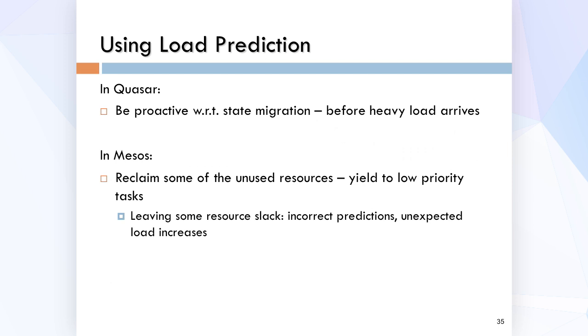So in the system that I'm describing here, we're using load prediction to be proactive about state migration. So start migrating state before the arrival of the high load. In a system like Mesos, which is reservation-based, what we can do is use the load prediction to see how many resources will be unused in the near future and reclaim them and give them to some low priority or other applications. And obviously, we have to account for some resource slack for either mispredictions or unexpected spikes in utilization.